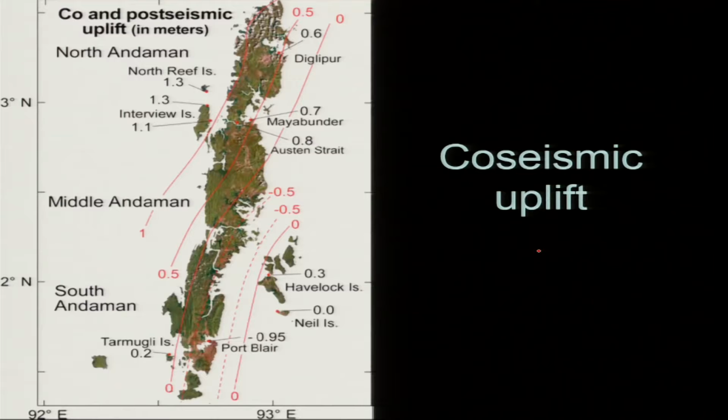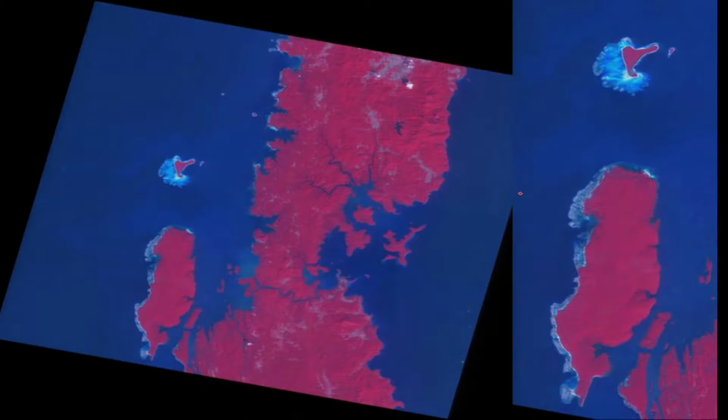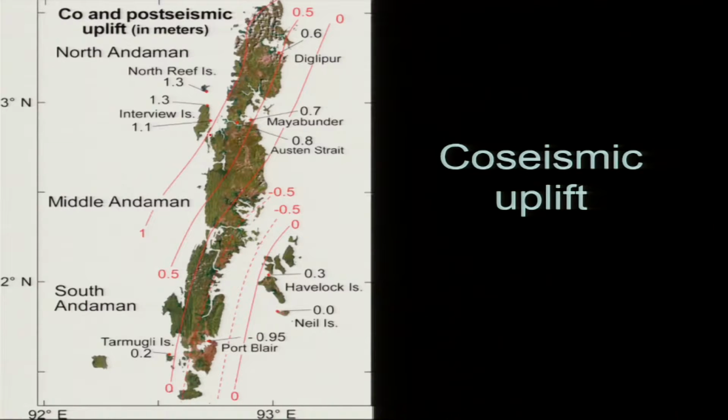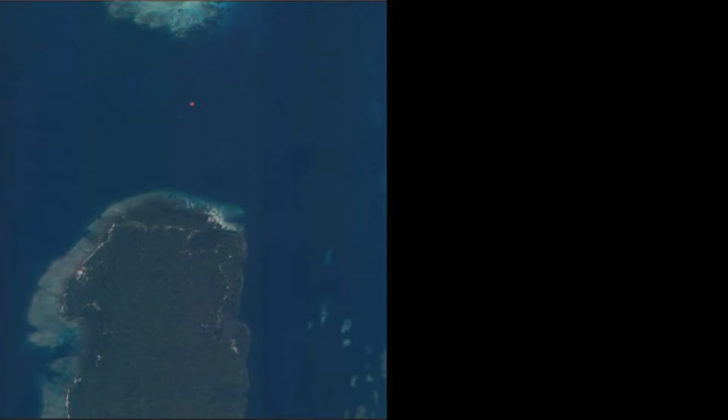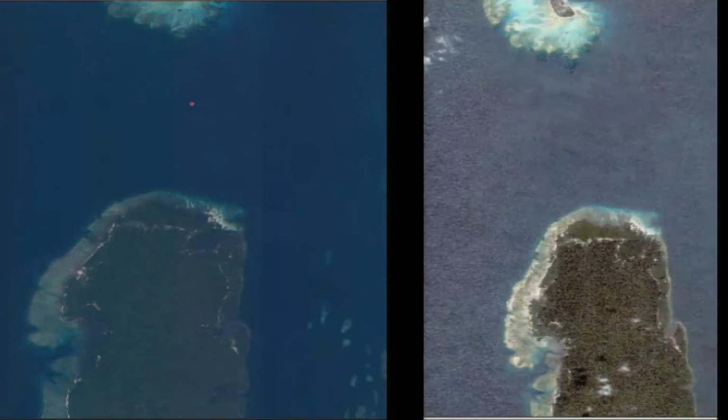So about the co-seismic uplift, we were talking until now about co-seismic subsidence, and uplift also has been observed in this area. From here, there is the Interview Island, and then another one is North Reef Island, okay. So the uplift was almost 1.1 to 1.3 meters. Okay. And this is what has been seen here. This is before, and this one is after.